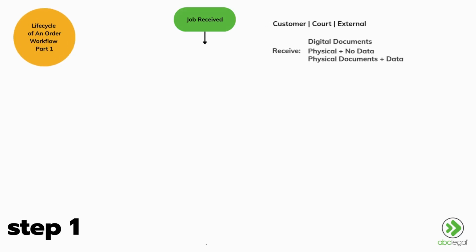The life cycle is long, so we've divided it into two parts. Let's get started on part 1. Step 1, ABC Legal receives the job order from a customer, court, or other external party. Documents are entered by the order entry team. The order received may be: 1. Digital documents, 2. Physical documents without additional data, or 3. Physical documents with additional data.